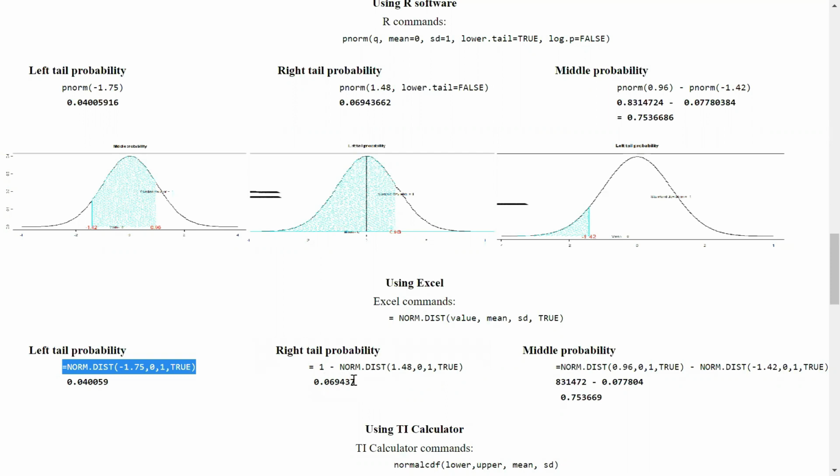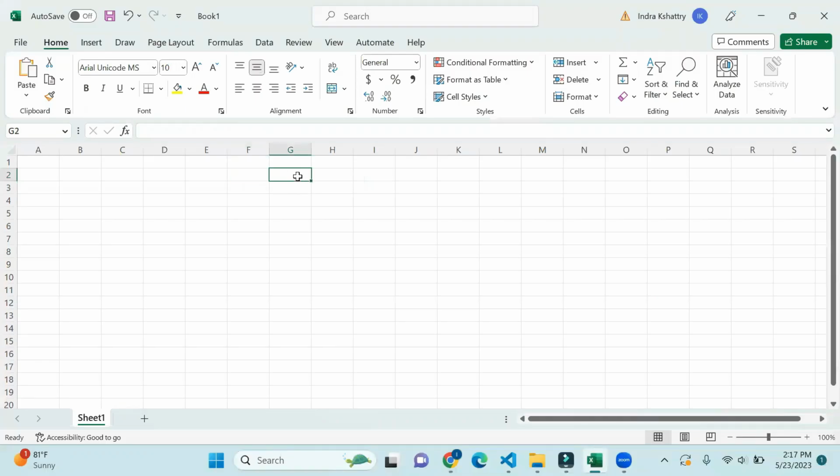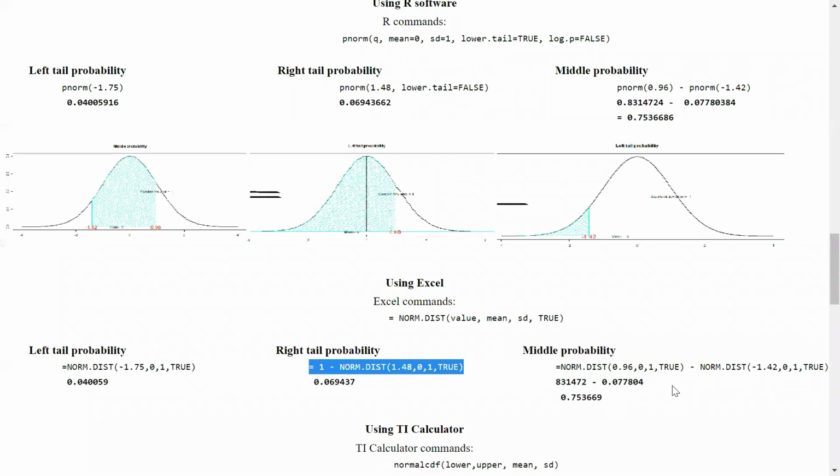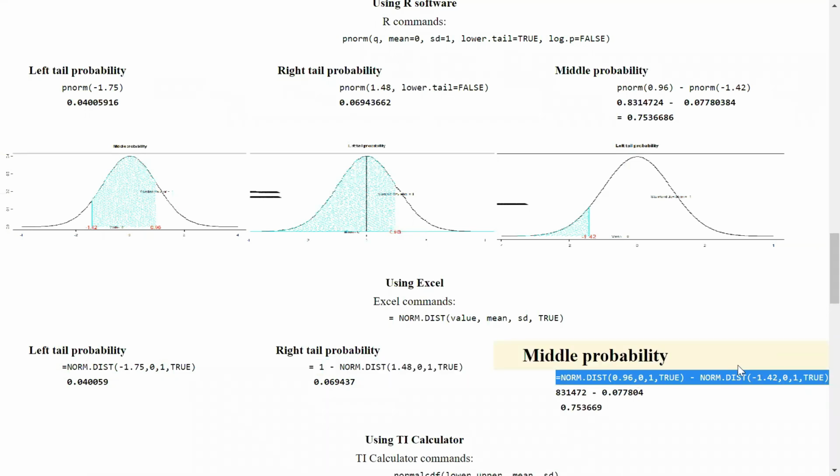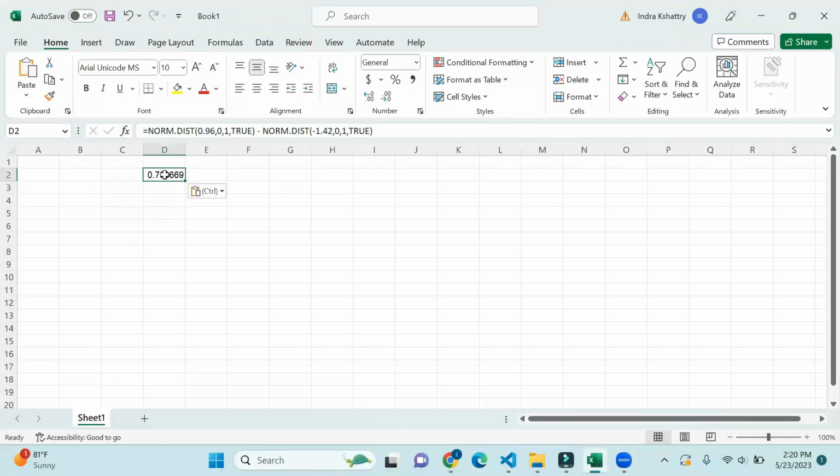We compute right tail probability as a complement to the left tail probability, as 1 minus the left tail probability. If we copy this command and paste in any cell of the Excel worksheet, we get this right tail probability. We compute middle probability as the difference of two left tail probabilities as given here. If we copy this command and paste in any cell of Excel, we get this value, which is the middle probability.